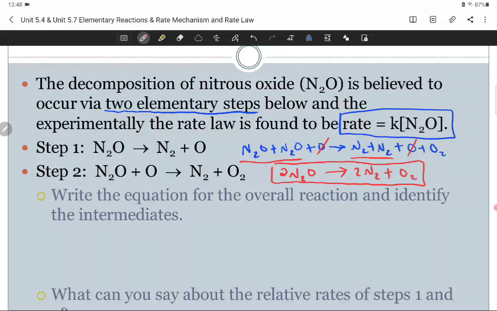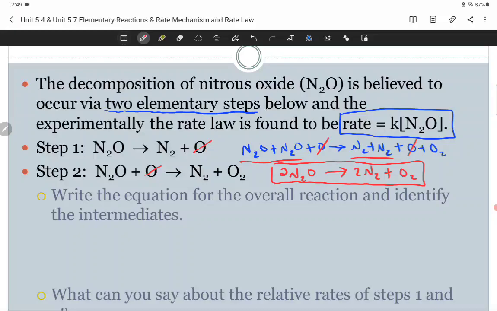And then if we were able to cancel something out, very likely it's an intermediate. We'll also figure out there's something called a catalyst. We have another section for catalysts. But if you make a product in an earlier step, and then use that product up as a reactant in a step below it, that's an intermediate. So you never get to see this O ever. It gets made and then it gets used up. So that's an intermediate.